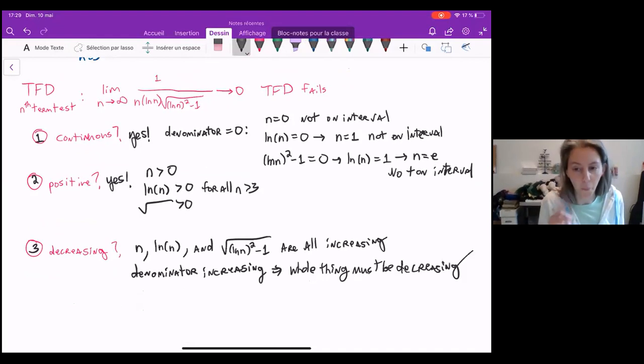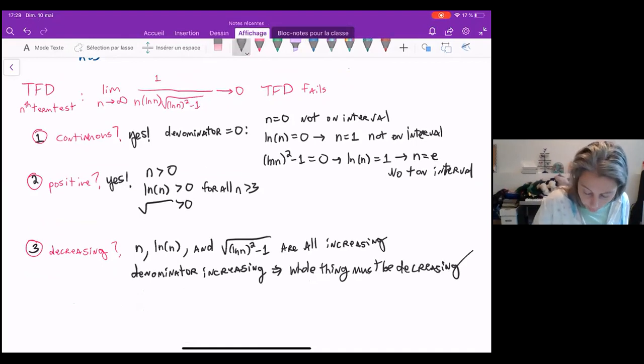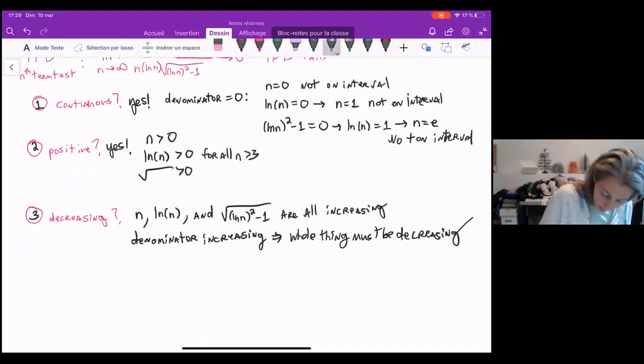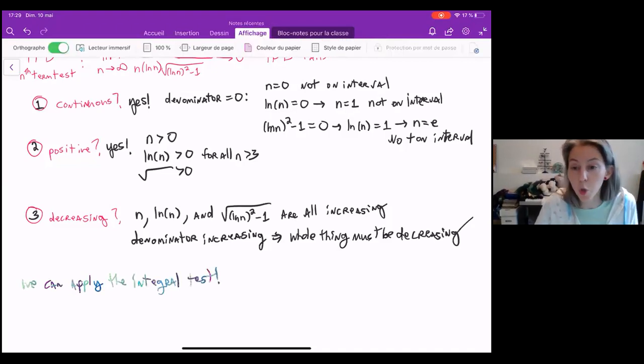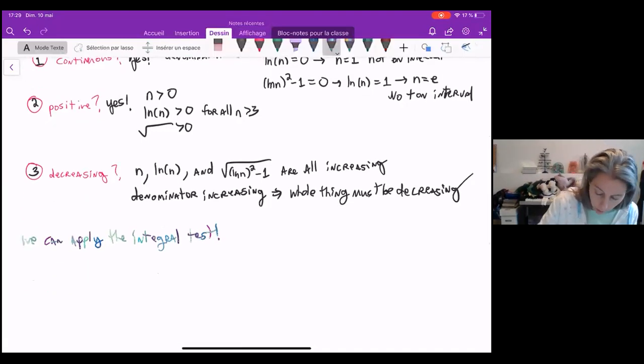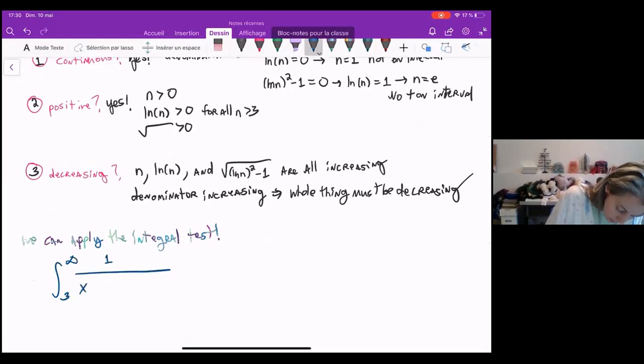So yes, we can apply the integral test. Let's do it. Okay, so the integral test says to look at the improper integral. So we're going to be looking at the integral from 3 to infinity of 1 over, I'm replacing those n's with x's, so 1 over x ln x, the square root of ln x squared minus 1 dx.